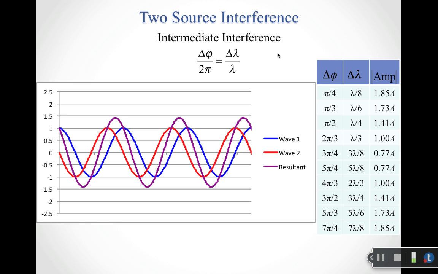So before we start worrying about our physical optics in terms of thinking about light as a wave and how it behaves, first and foremost, we're going to deal with just thinking about two-source interference and how we add phases together to think about the resultant wave.